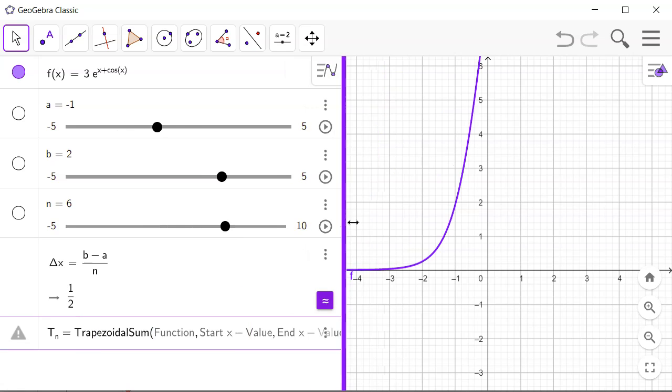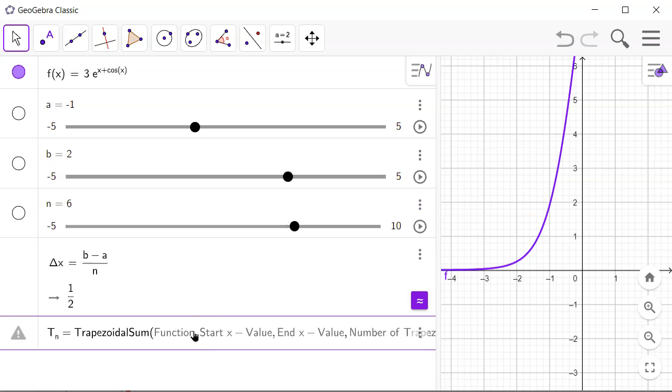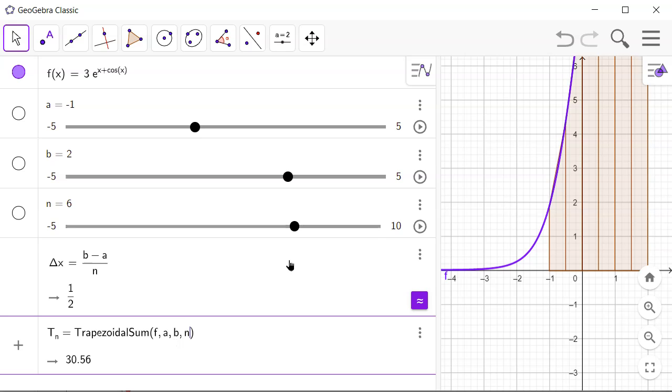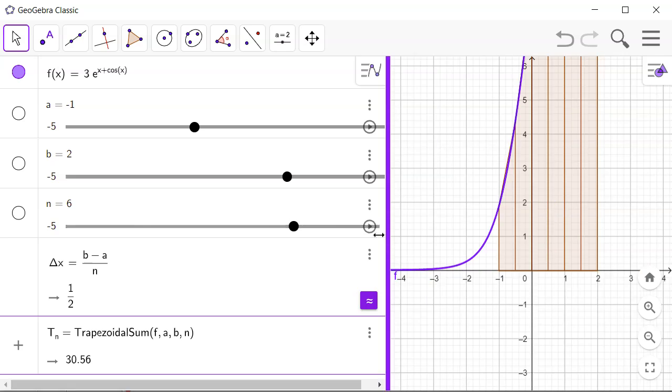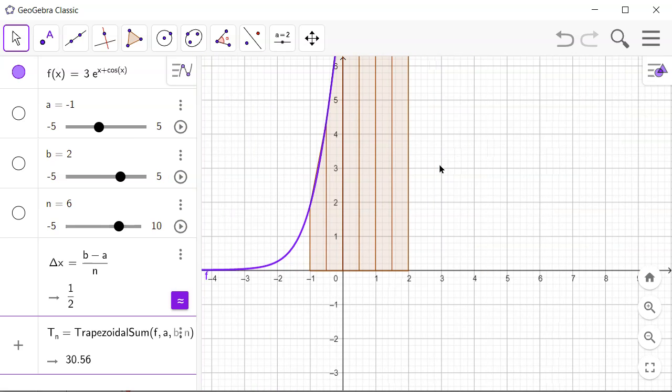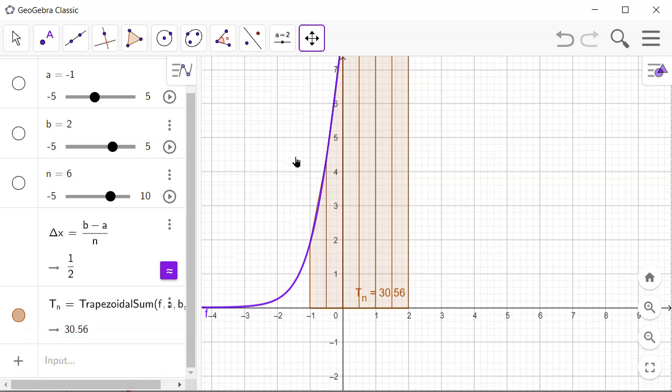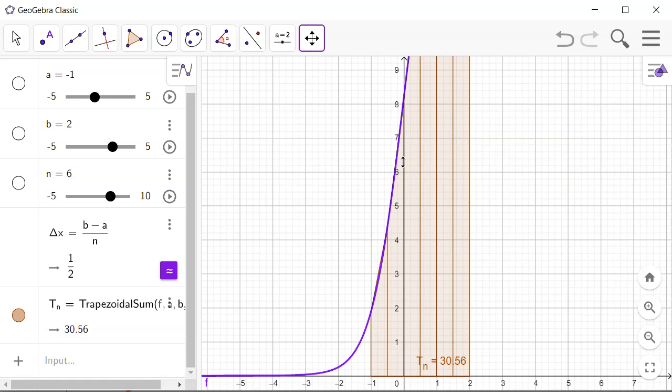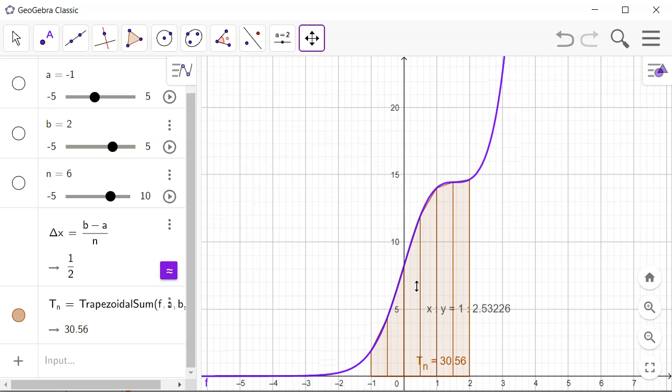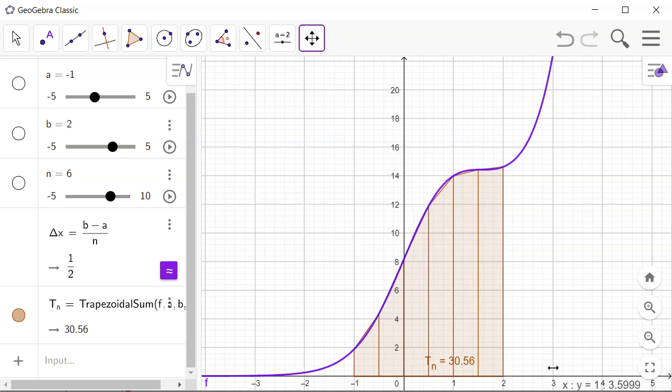What it needs is a function. We know what the function is: f. The starting x value is a, so it's -1, and then the ending value is, of course, b. The number of trapezoids is, in this case, 6, or n. If you do that, as you can see, GeoGebra draws a picture for us. Maybe I'll drag this down a bit so that you can see it, and make it a little bit wider.